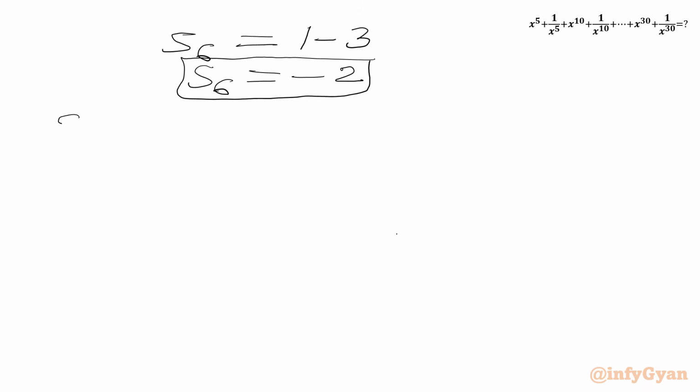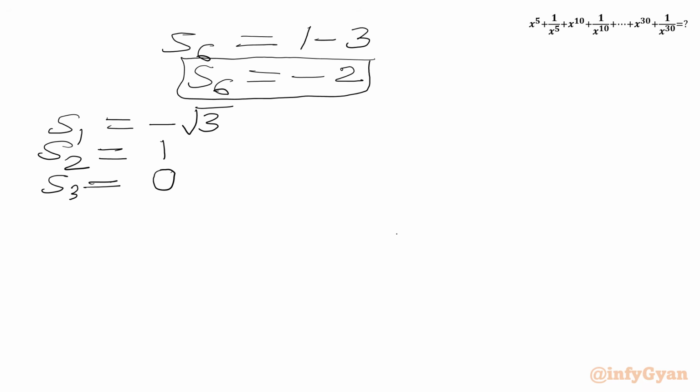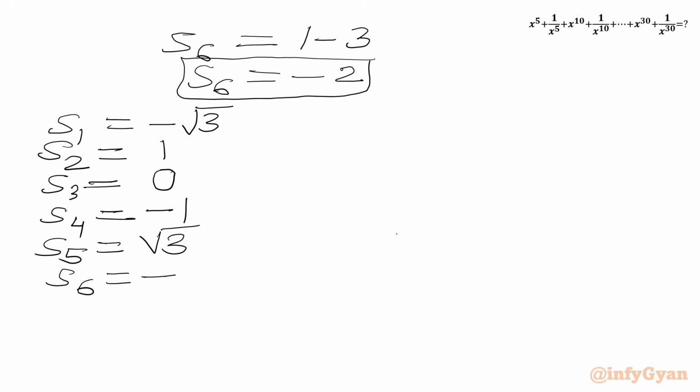Now we will write S1. S1 was x power 5 plus 1 over x power 5, minus root 3. S2, x power 10 plus 1 over x power 10, 1. S3, x power 15 plus 1 over x power 15, 0. S4, x power 20 plus 1 over x power 20, minus 1. S5, x power 25 plus 1 over x power 25, root 3. S6 is written here, minus 2.